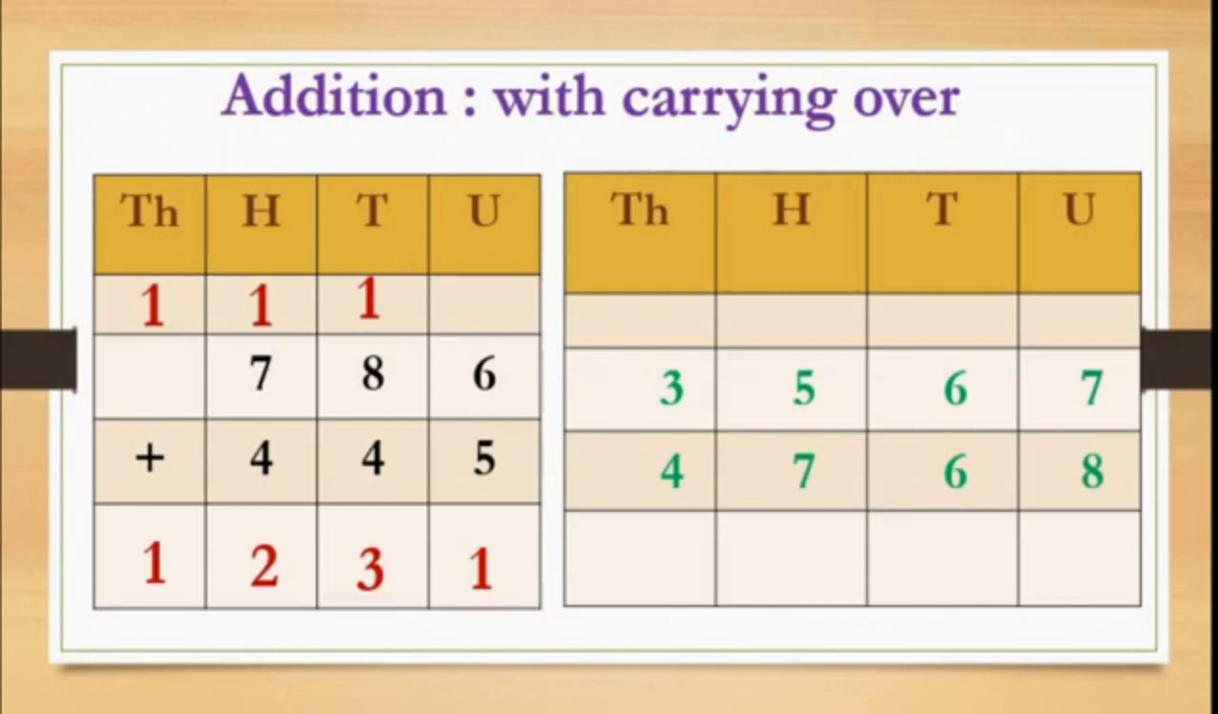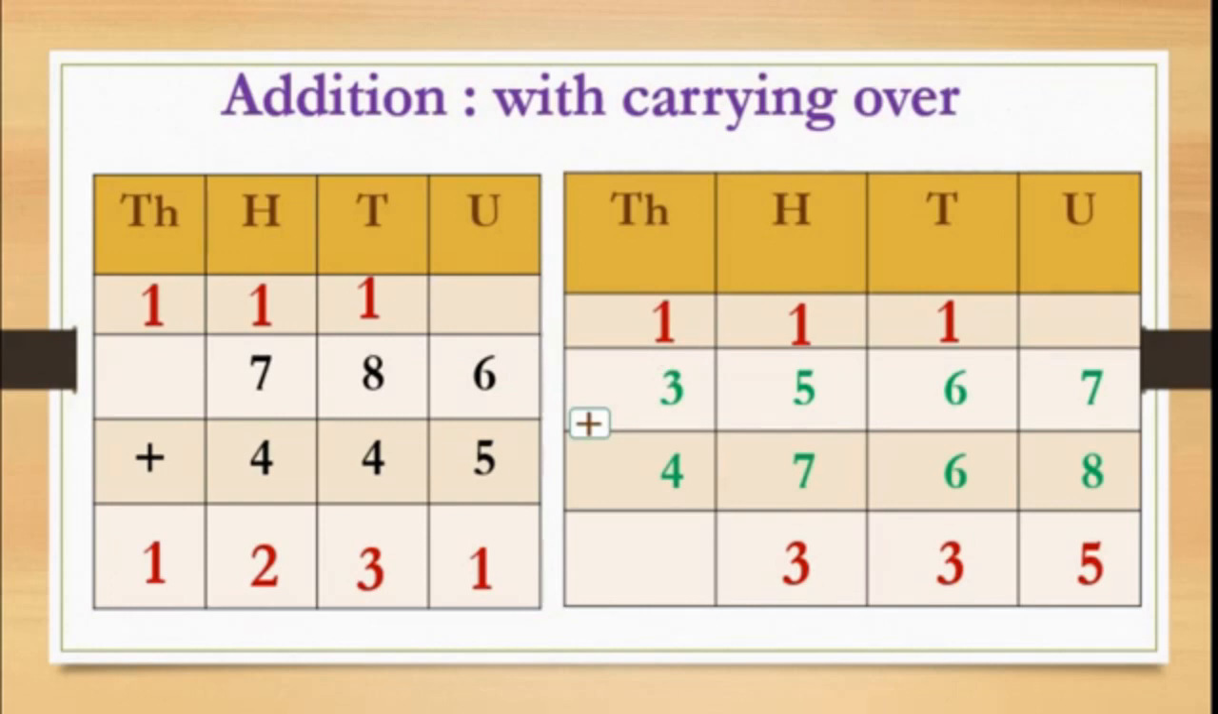Again we will move to the units place. 7 plus 8 is 15. Correct. 5 we will write here. 1 is carried over to the tens place. Now 1 plus 6 plus 6, that is 13. 3 we will write down and 1 is carried over to the hundreds place. Now we have 1 plus 5 plus 7, that is 13. So 3 we will write down and 1 is carried over to the thousands place.